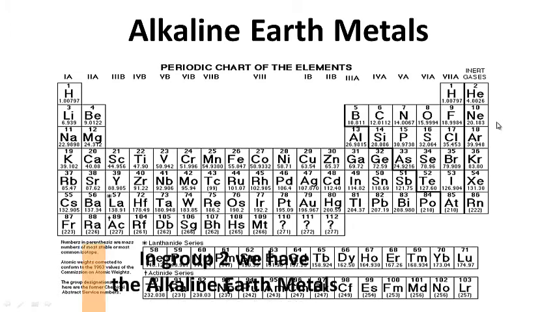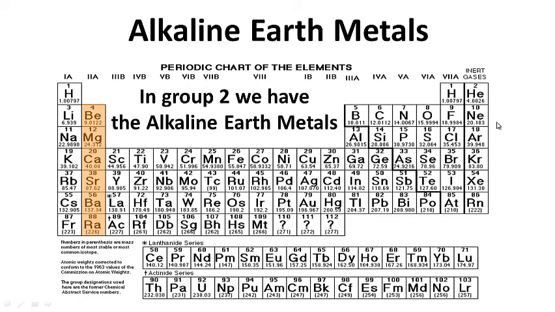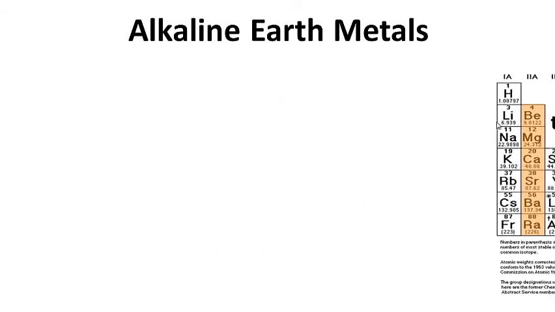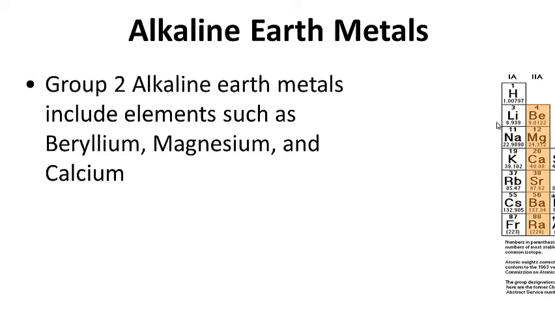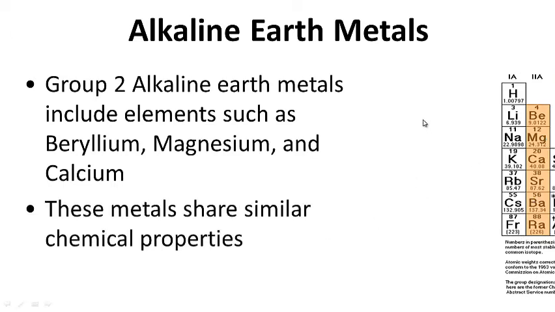So, the alkaline earth metals. In group 2, we have the alkaline earth metals. Group 2 alkaline earth metals include elements such as beryllium here, magnesium, calcium, strontium, barium. These metals, once again, share similar chemical properties because they're in the same group.